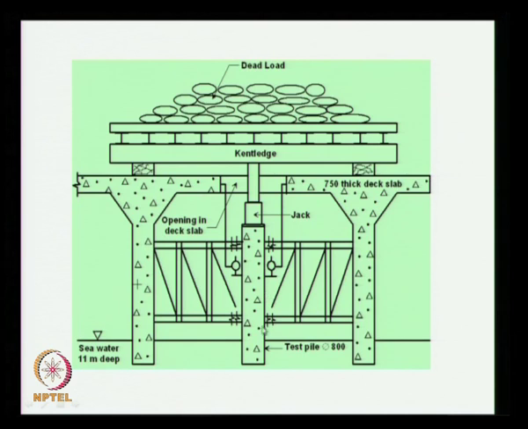This is your pile. We are talking about a plate. The plate will be somewhere here. This is your jack. This is the piston of the jack. Suppose you want to make the deck slab, you make the deck slab but leave an opening here so that the jack will go up and down.